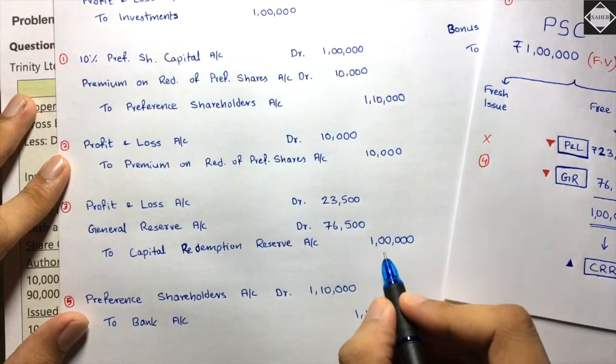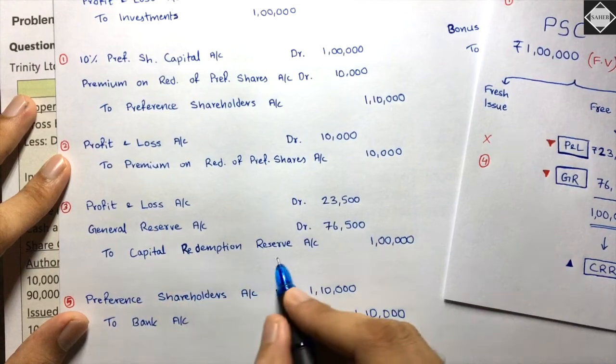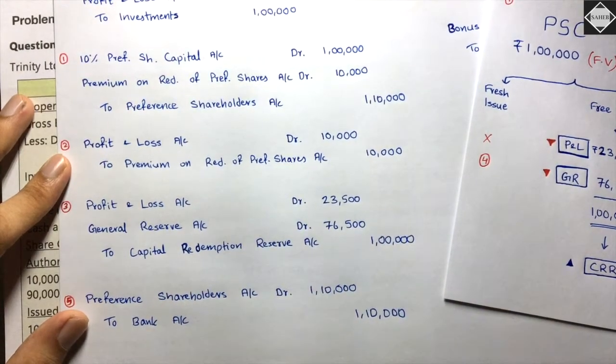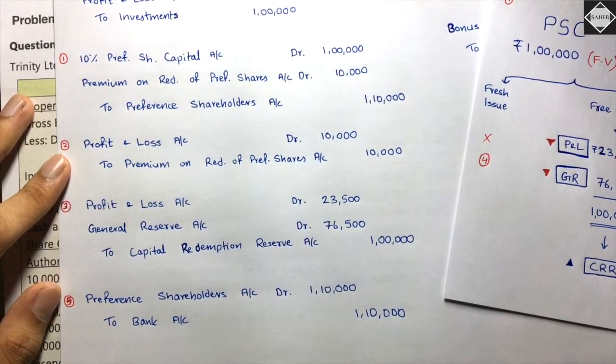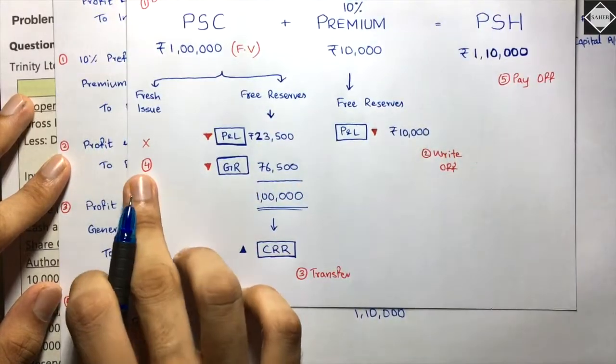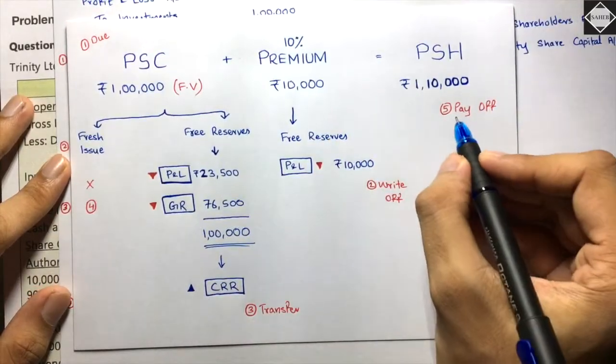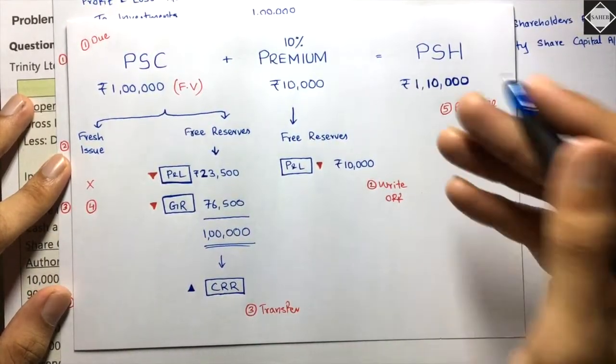In total it is 1 lakh. So that 1 lakh will go where? In capital redemption reserve. This new reserve will come into the picture, to capital redemption reserve account, 1 lakh. Simple. You got this? Easy. After this, what you have to do? Do fresh issue. But in this question, there is no fresh issue. So leave that. Jump directly to the fifth entry, that is paying off the preference shareholders.